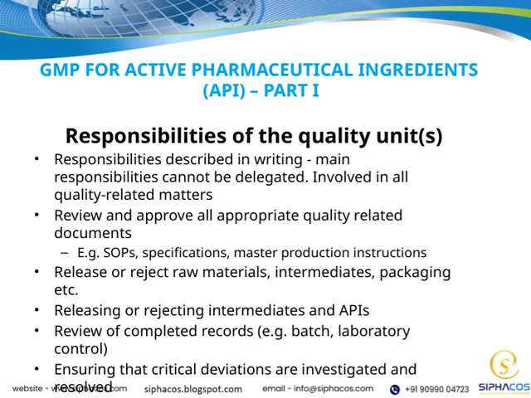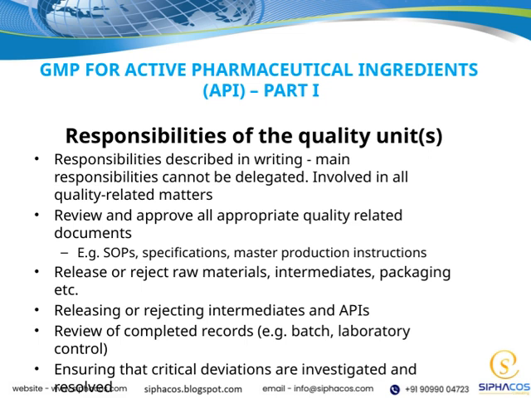They also hold the authority to release or reject raw materials, intermediates, and packaging materials. This means they are responsible for ensuring only quality materials move forward in the process. Similarly, they review completed records, such as batch records and laboratory controls, to verify everything was conducted properly. Another vital aspect is investigating and resolving any critical deviations that occur during manufacturing. This helps maintain the integrity of the process and ensures product quality at every stage.